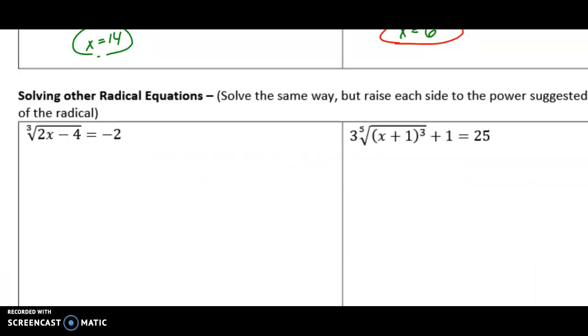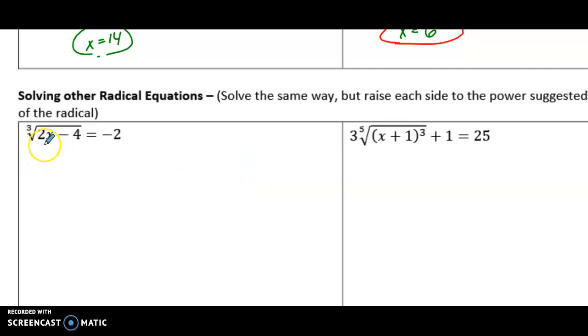All right, let's try another one. What if instead of the square root, we have the cubed root or the fifth root? You're going to do the same exact thing. So isolate that root, which in this one it's already done. And then what's the opposite of taking the cubed root of something? Taking something to the third power. So that's how we're going to undo cubed roots.